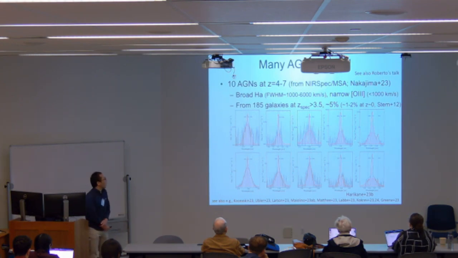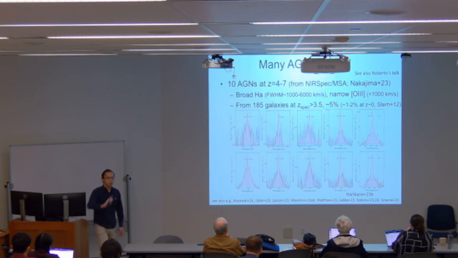We found these 10 AGNs from 200 galaxies spectroscopically confirmed so far, so the AGN fraction is about 5%. At redshift 0 with similar luminosity, the AGN fraction is only 1 to 2%, so this indicates an increasing trend of the AGN fraction towards higher redshift.